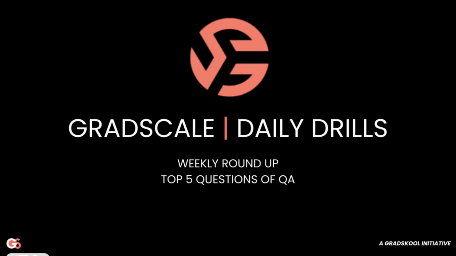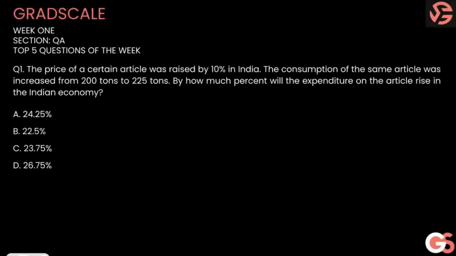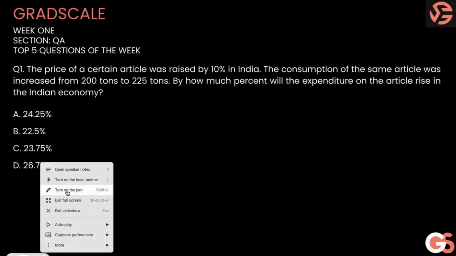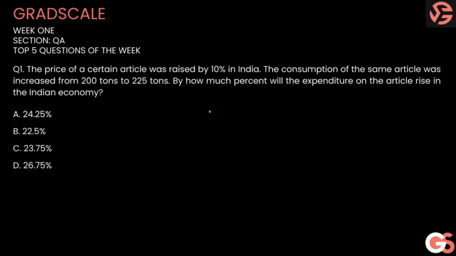So let's begin. In this question, we are told the price of a certain article was raised by 10% in India. The consumption of the same article was increased from 200 tons to 225 tons. By how much percent will the expenditure on the article rise in the Indian economy? So let us solve it using multiplication factors.